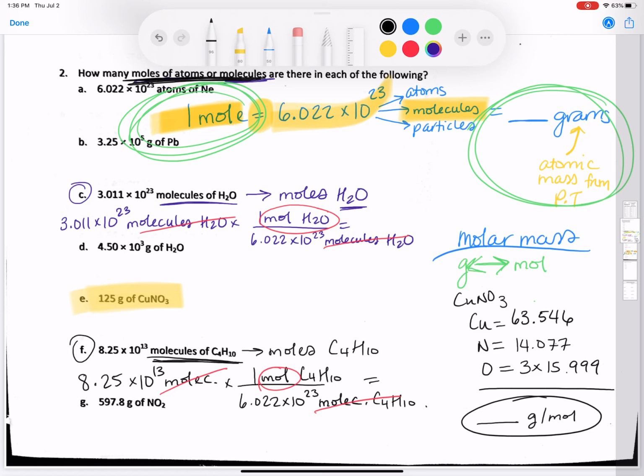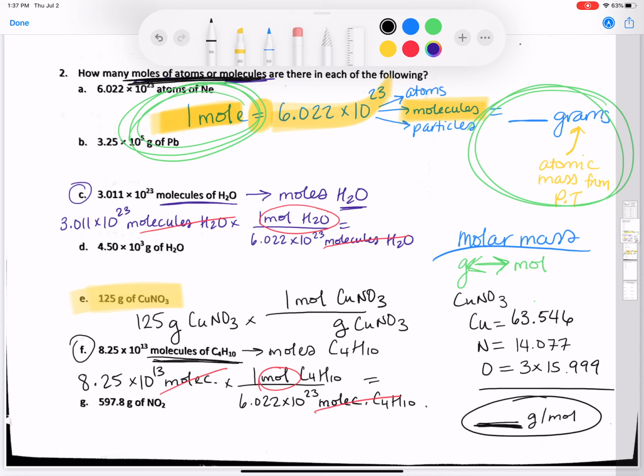So what I want to do is eventually end up with moles. So that means I'm going to start with my data, which is 125 grams CuNO3. I want to get out of grams into moles. I just need to put down my grams of CuNO3, and that's always equal to 1 mole of CuNO3. So this number right here, I'm going to let you calculate that on your own.